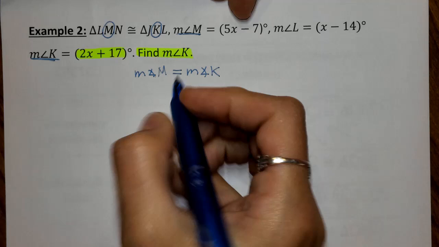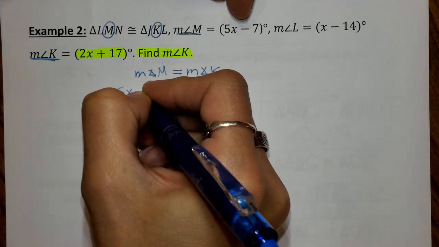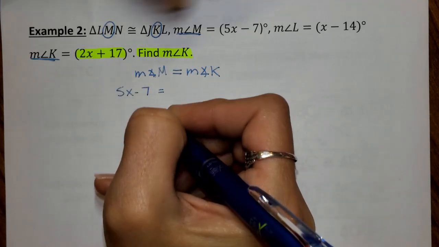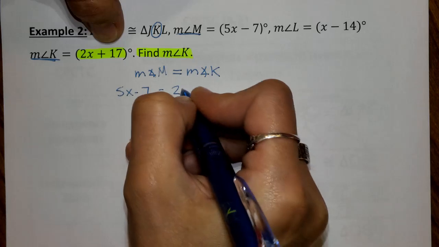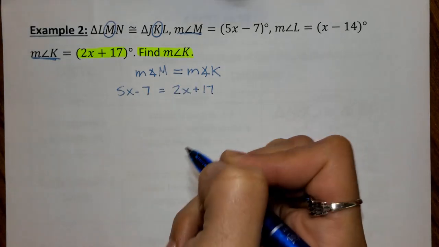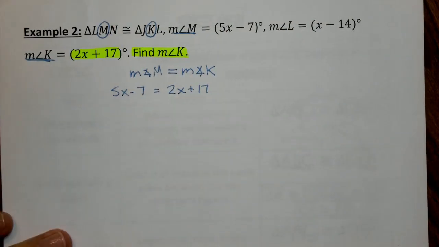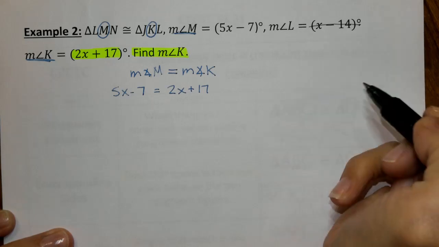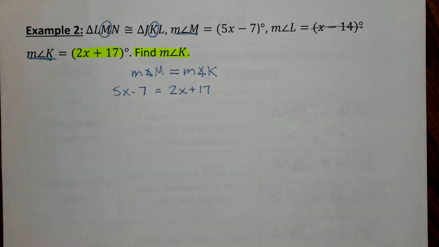So all we have to do is take this 5x minus 7 and set it equal to K, which was 2x plus 17. What they have done is angle L is extra information that you do not need, okay? What I need you to do now is pause the video and give yourself a second to solve this on your own. In a second, it's going to pop up with the work and the answer. Pause the video, solve it on your own, and then resume and check your answer and your work.